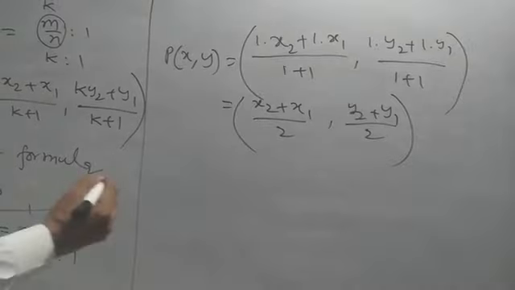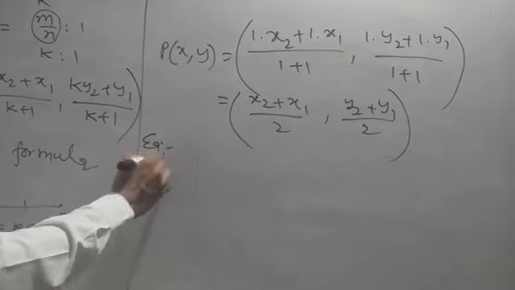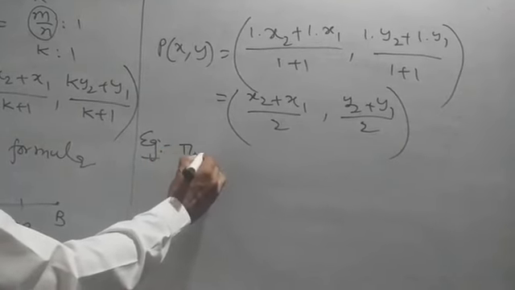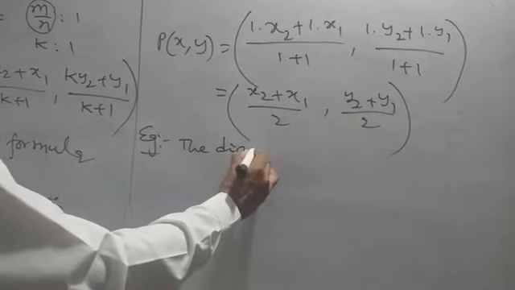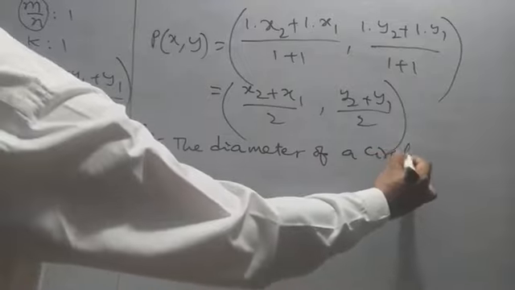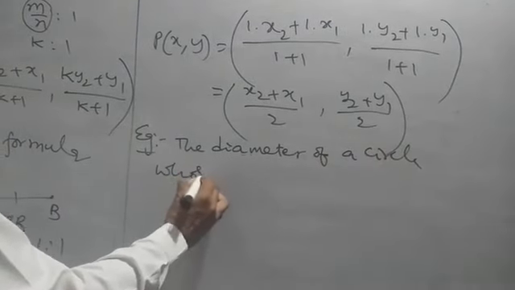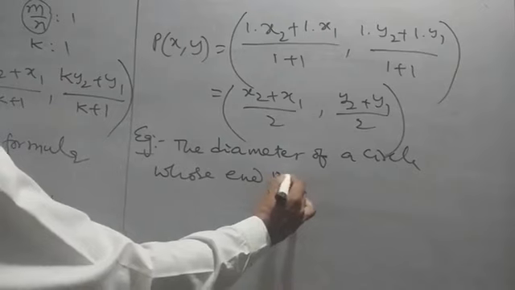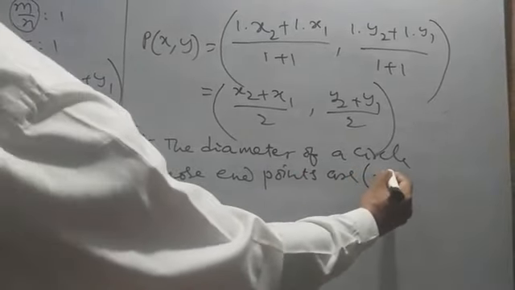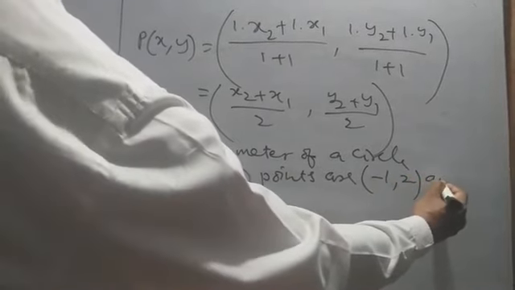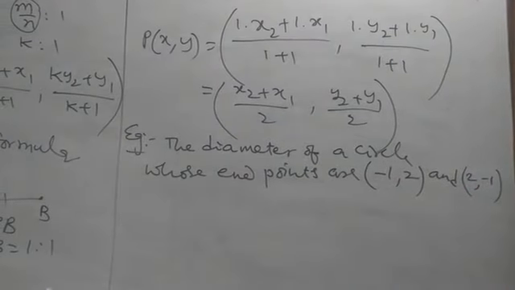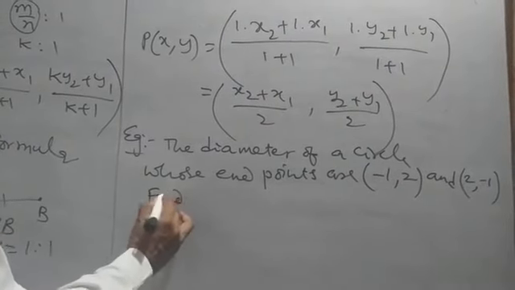Okay, let us observe one example. The diameter of a circle whose endpoints are (-1, 2) and (2, -1). Find its center.